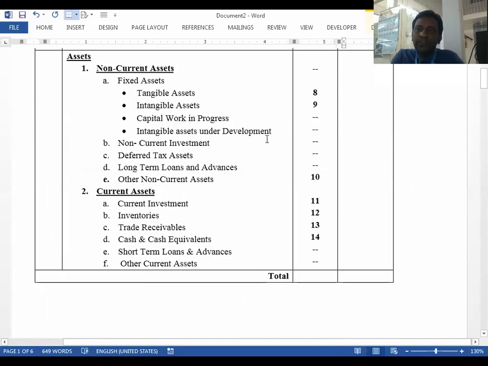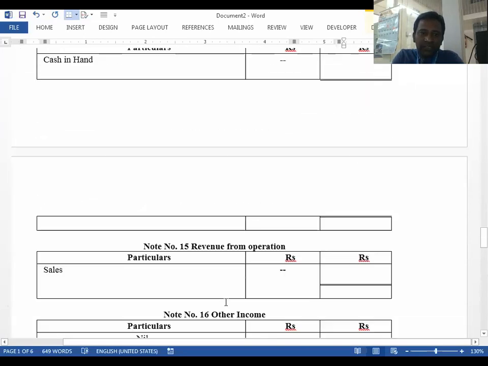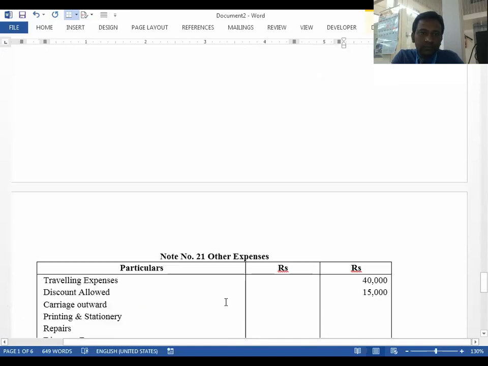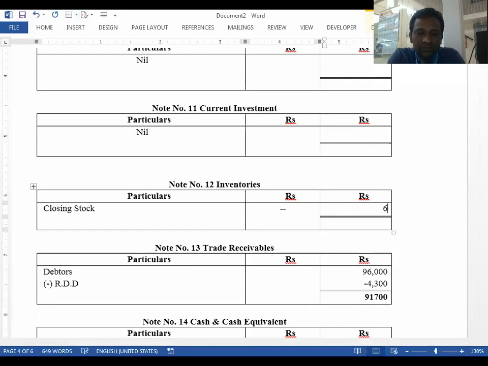Basically, closing stock is a current asset, and we have a separate note, inventories. Notes number 12, inventories. Notes number 12, closing stock, 60,000. Simply put in the notes number 12, inventories.